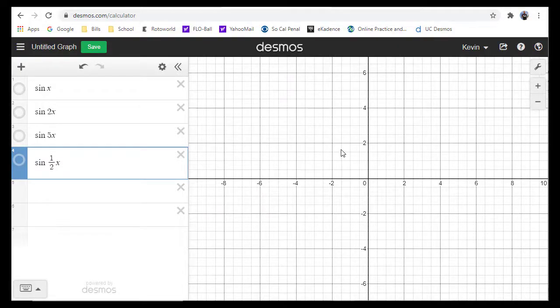All right, so here we are back in Desmos. I typed in the 4 equations that we wanted to graph, and I'm going to bring them up one at a time again like I did last time. So first of all, let's just start with sine x. And I'm going to leave this one on as we do the others so you have a comparison. So this is just our ordinary sine x graph.